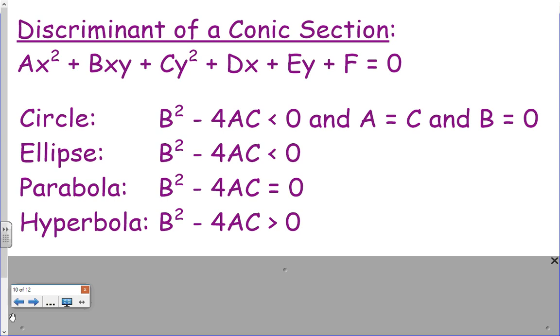Turns out you end up with an ellipse if b squared minus 4ac is less than 0, but a and c are not equal, and b is not 0 there.